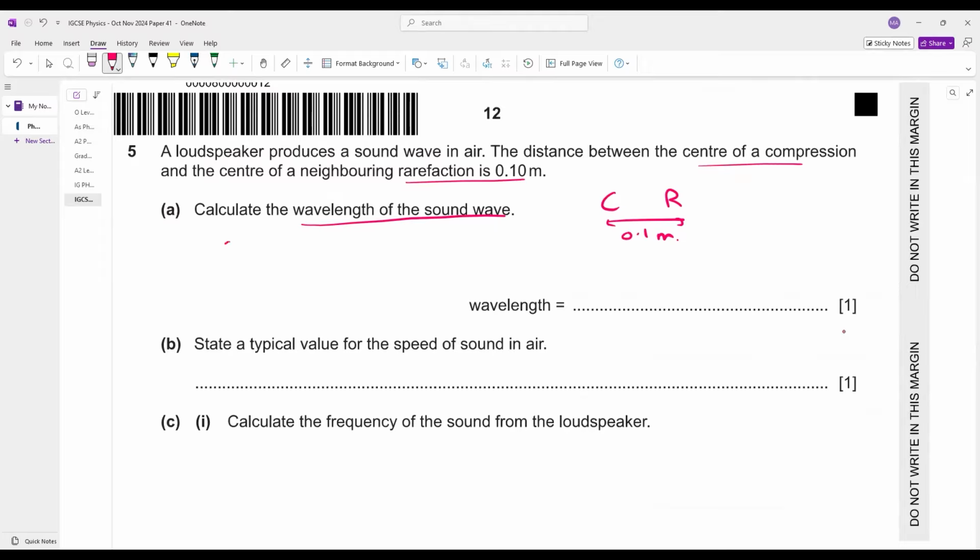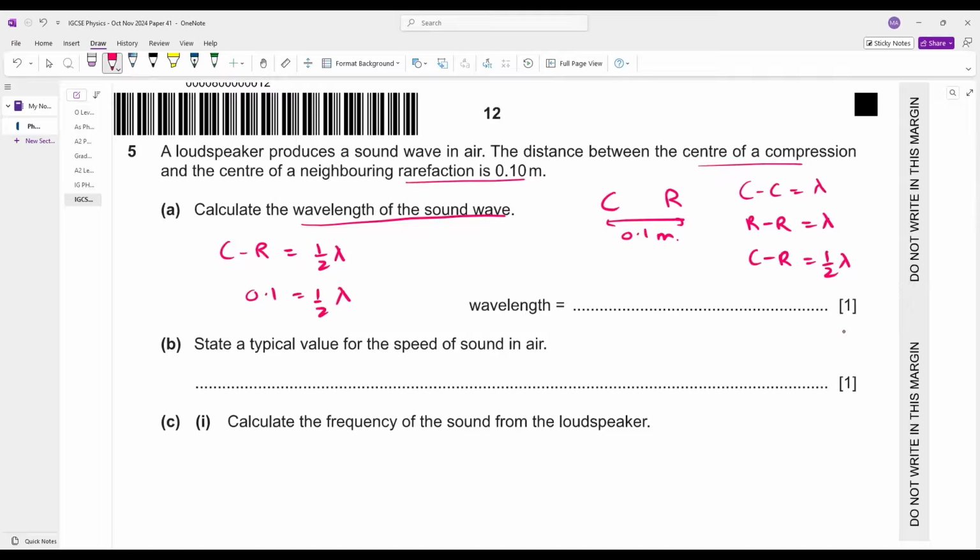Compression से लेकर rarefaction तक आपकी wavelength क्या होती है? Half lambda. So you remember, compression से compression तक आपकी wavelength lambda होती है. Rarefaction से rarefaction तक wavelength is lambda as well. However, compression to rarefaction आपकी wavelength क्या हो जाती है? Half lambda. So half lambda is equal to 0.1 meters.